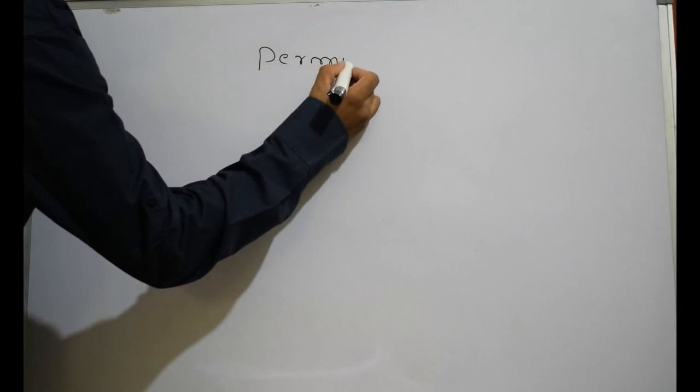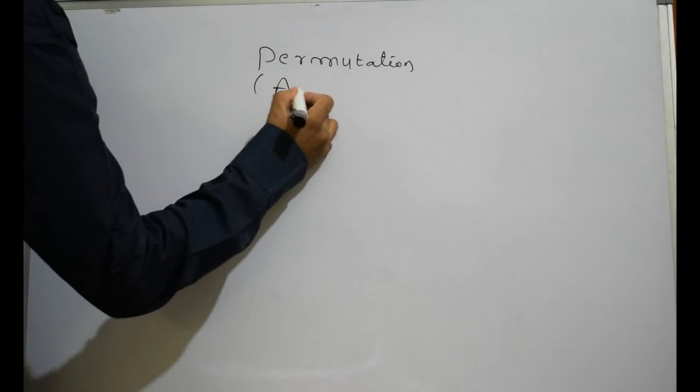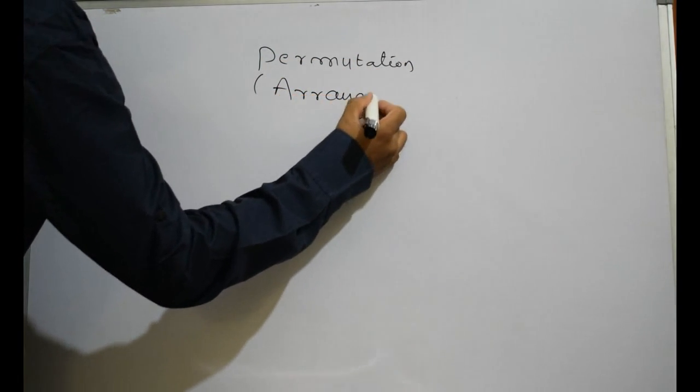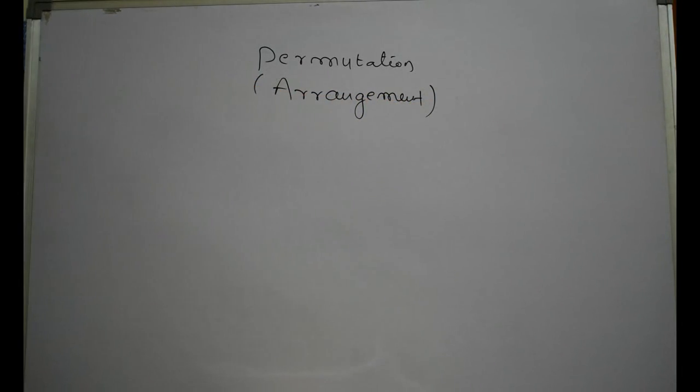Okay. Now I'll define what a permutation is. In fact, permutation, roughly speaking, is an arrangement of some objects in a particular order. So what is a permutation? Permutation is nothing but, simply, an arrangement. So remember, permutation means simply arrangement.